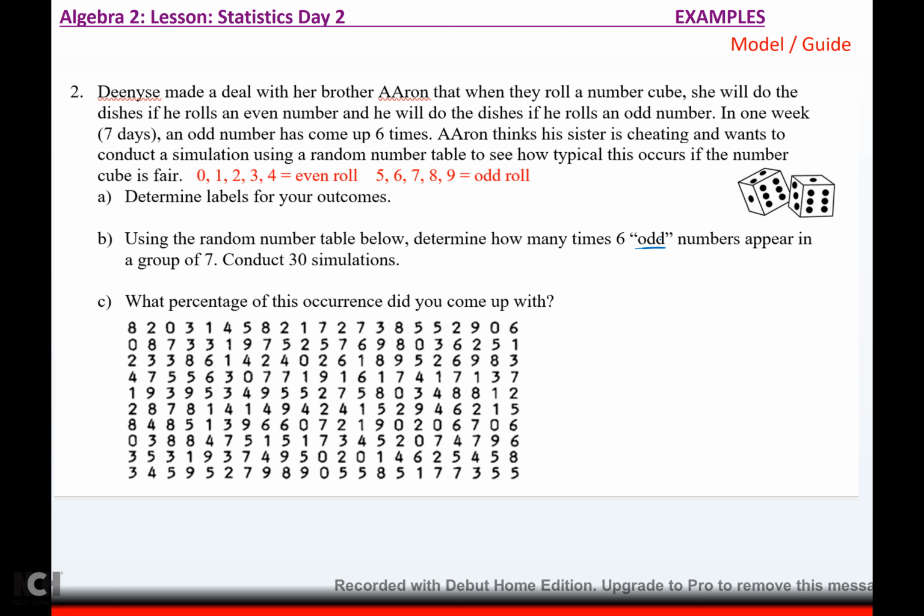Conduct 30 simulations. So what I do is, if I break these up into groups of 7, 1, 2, 3, 4, 5, 6, 7, and you have to look. If we want all odd numbers, we're looking for a set of 7 numbers that have a 5, 6, 7, 8, or 9 in them. All right, and let's see, what did I do? Oh, wait.